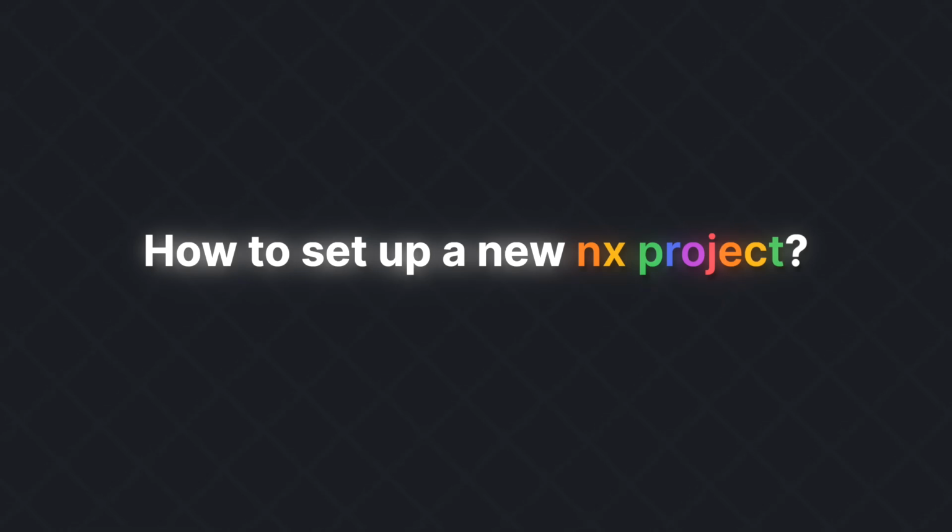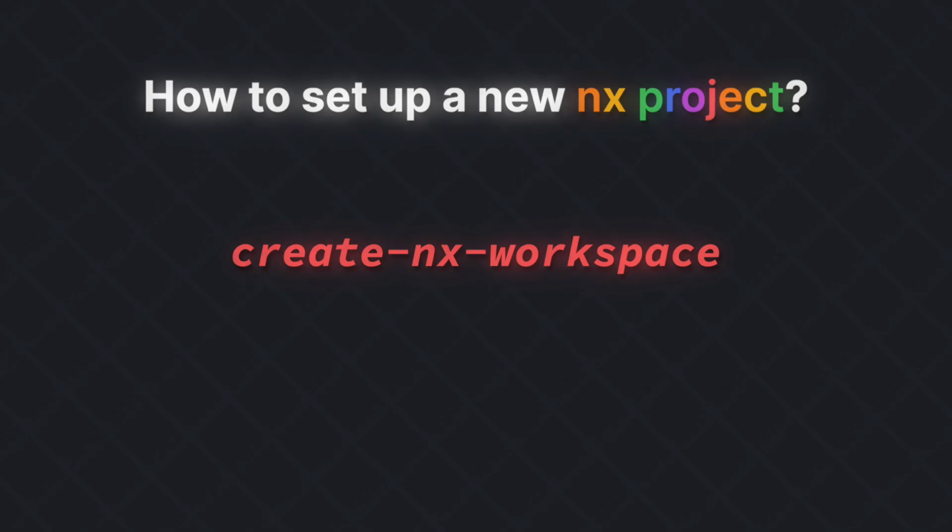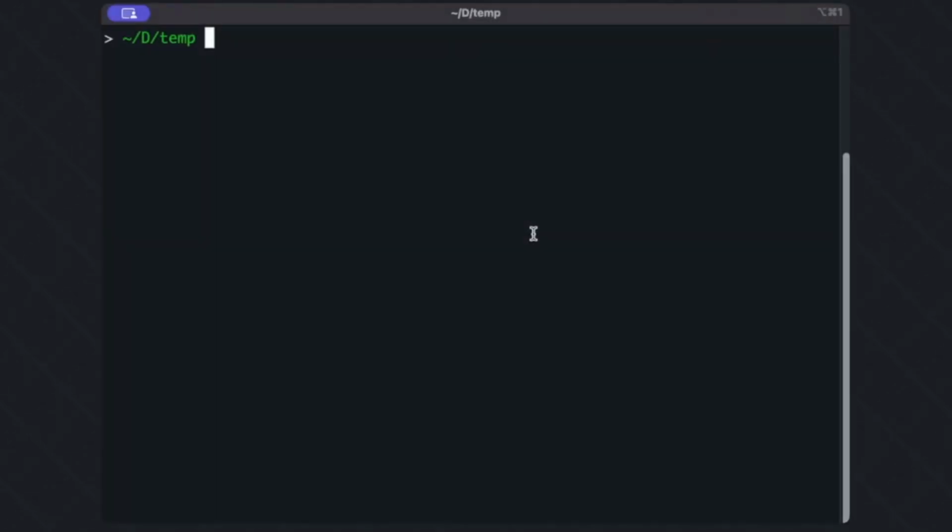How to set up a new NX project. To do this, you need to install a new global dependency called create-nx-workspace. To install it, you need to execute the command npm install -g for global create-nx-workspace. I'm adding sudo in front of my command because that's how I configured Node.js on my machine. In your case, it might not be necessary.